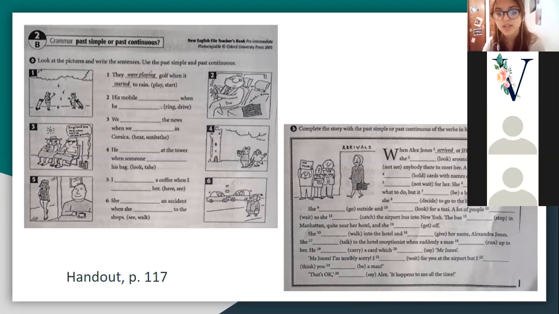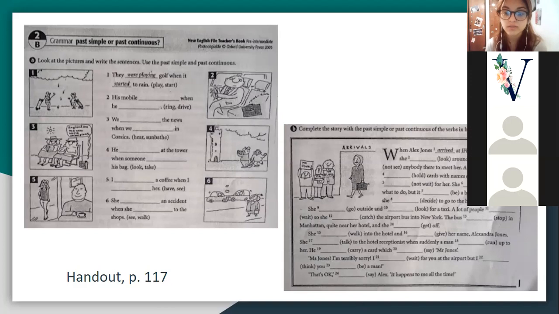She went outside and looked for a taxi. The idea of looking here is not that she actually looked, but that she did like this, like looking for a taxi. So she went outside and looked for a taxi. A lot of people were waiting. Good, correct.